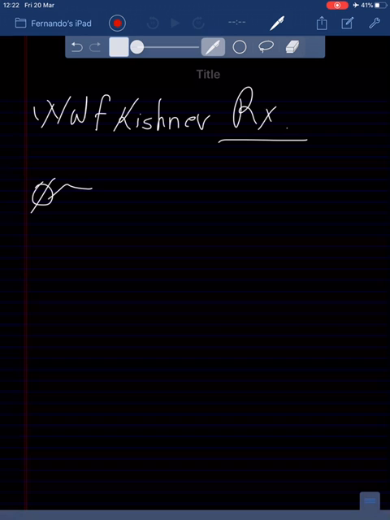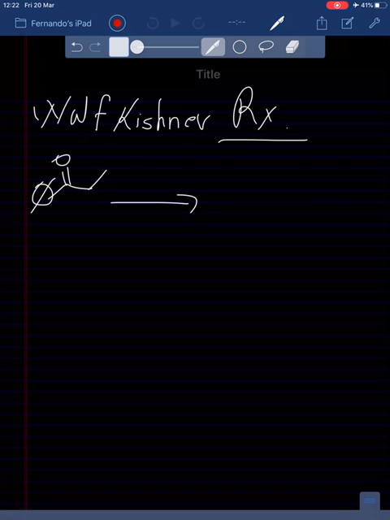You're going to have a carbonyl group, right? That's what we are talking about, specifically a ketone group, but it can work also with aldehydes, I think. And we're going to transform this into something like this.